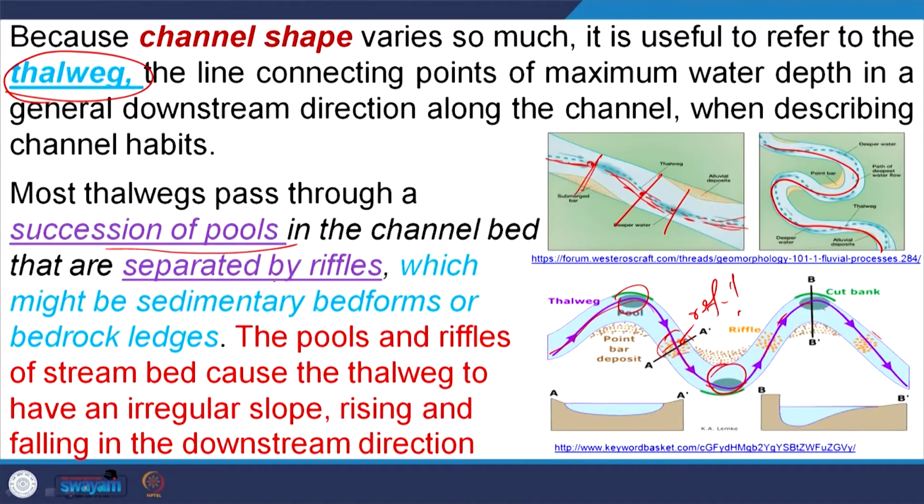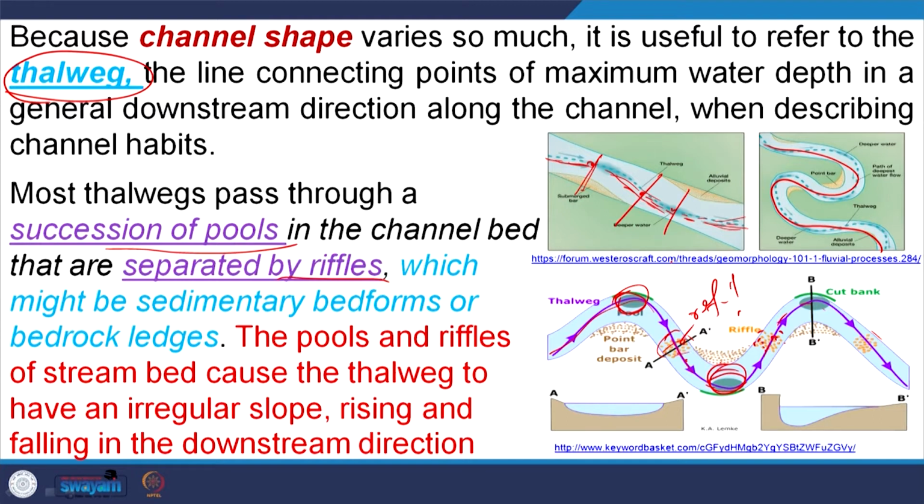So, the Thalweg defines the channel habit. Here we have a succession of pools and riffles. These are the riffles, those parts which are filled with sediment, and the parts which contain water are called pools. The riffles might be sedimentary bed forms or bedrock ledges. So, riffles need not always be sedimentary deposits; they may be bedrock, that is, rock exposure. Irrespective of whether it is a sediment deposit or bedrock exposure, we have no water there. That is why it is called a riffle, and in pools we have water.